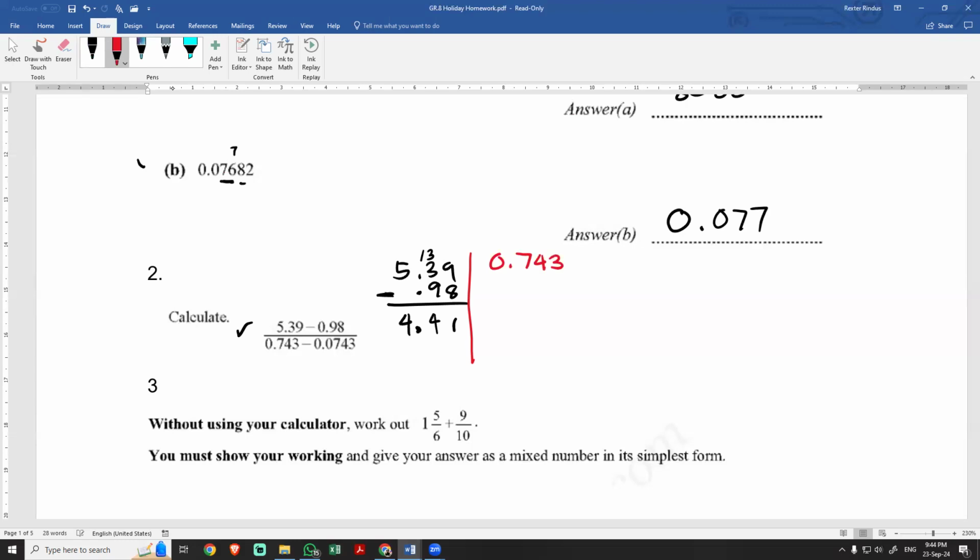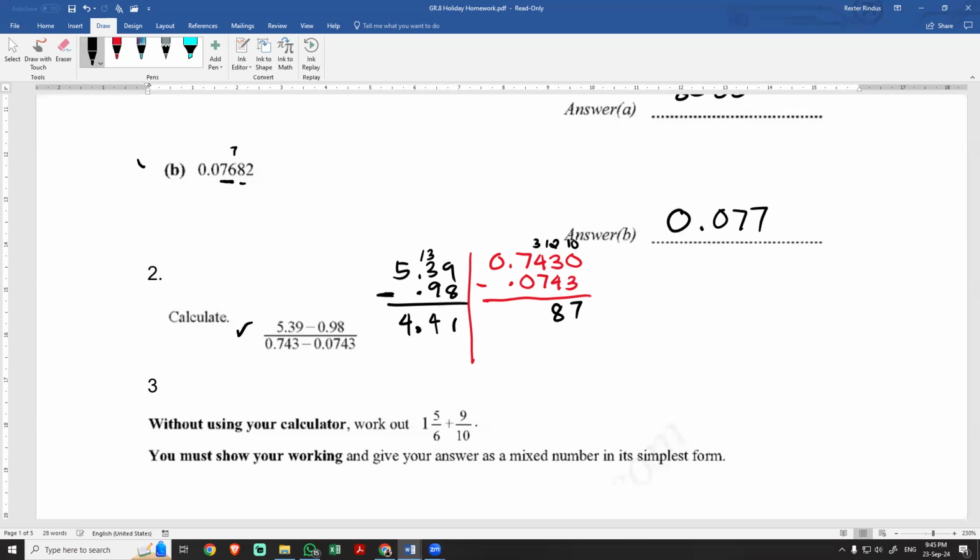0.743 minus 0.0743. As we know, we'll add zero into it. If that's the case, this will become number 10, this will become number 2, and this will become 7. In this case, this will become 2 divided by minus 4. Is that possible? This will become 12, and this will become 3. So this will become 18.